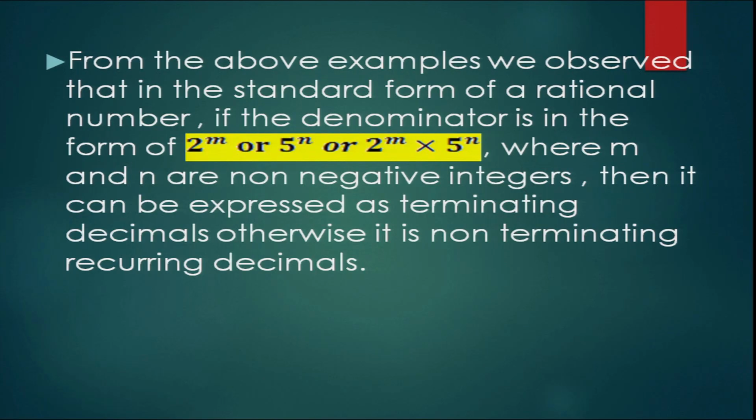From the above examples, we observe that in the standard form of a rational number, if the denominator is in the form of 2 to the power m or 5 to the power n or 2 to the power m into 5 to the power n, where m and n are non-negative integers, it can be expressed as a terminating decimal, otherwise it is a non-terminating recurring decimal.